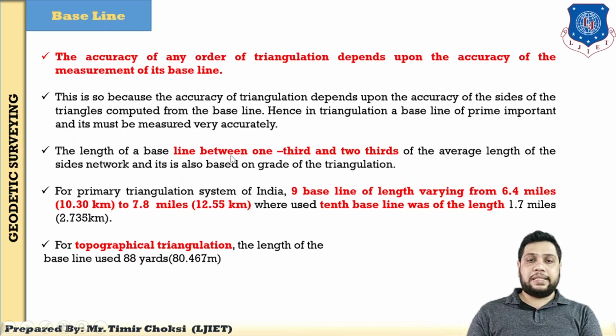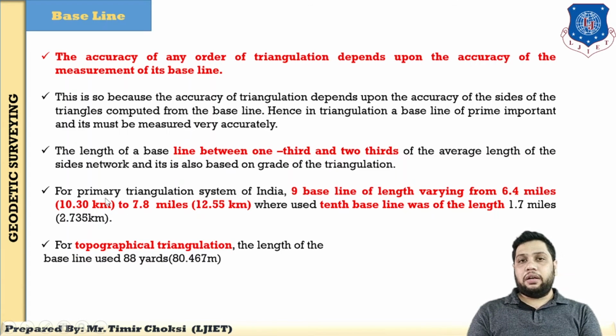The length of the baseline is between 1/3 and 2/3 of the average length of the sides of the network, and it also depends on the grade of the triangulation. So for all triangulation, the length of the baseline is 1/3 or 2/3 of the average length of the sides of the triangulation network.